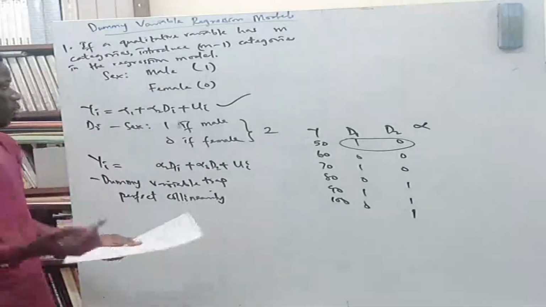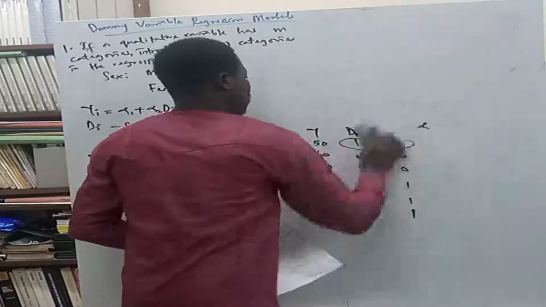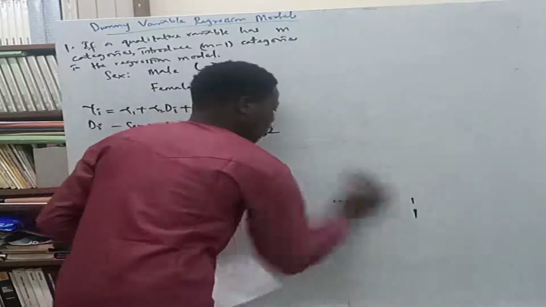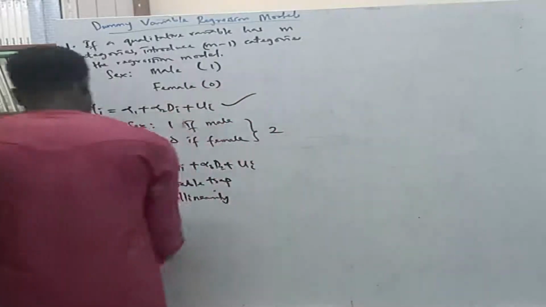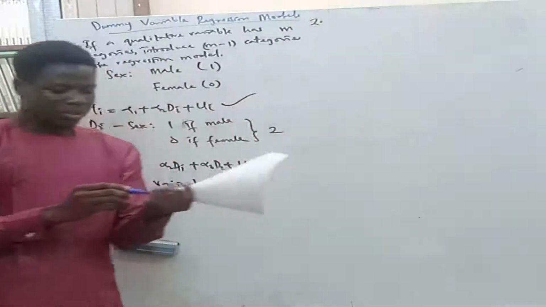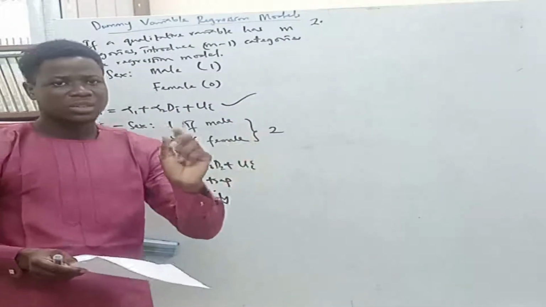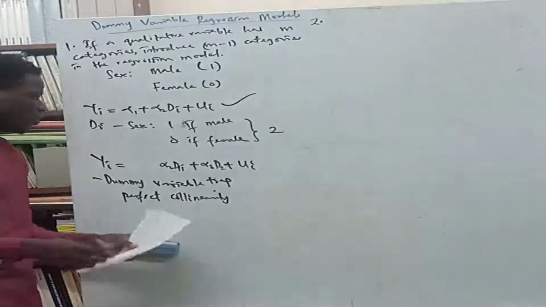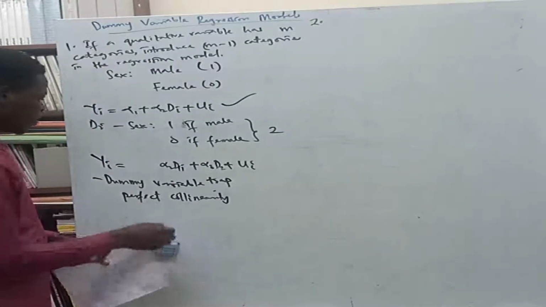So the second thing we have to note about dummy variable in the regression model is the fact that your analysis is made with reference to the base category. And what's the base category? I have to explain that so you can understand perfectly.